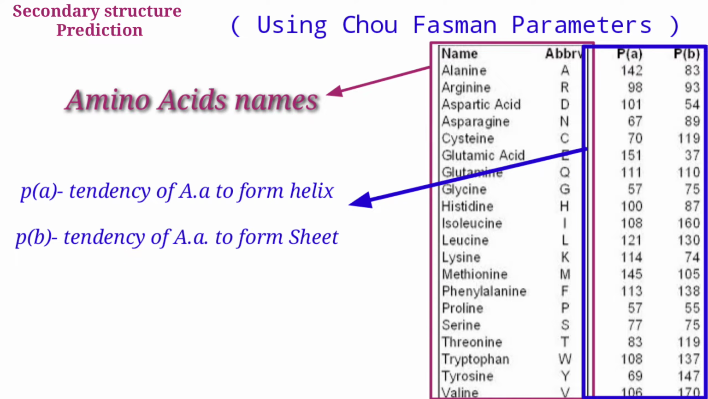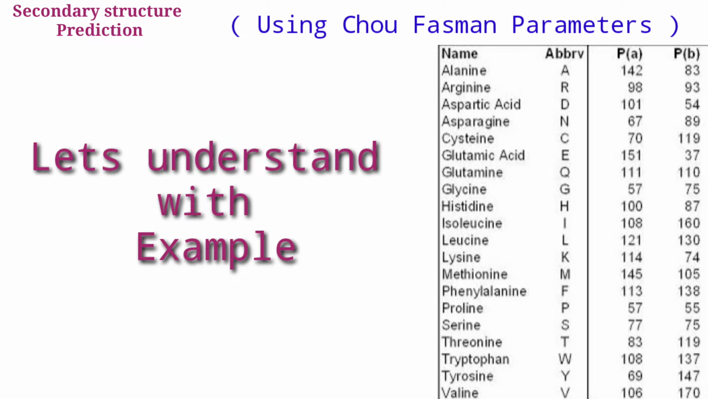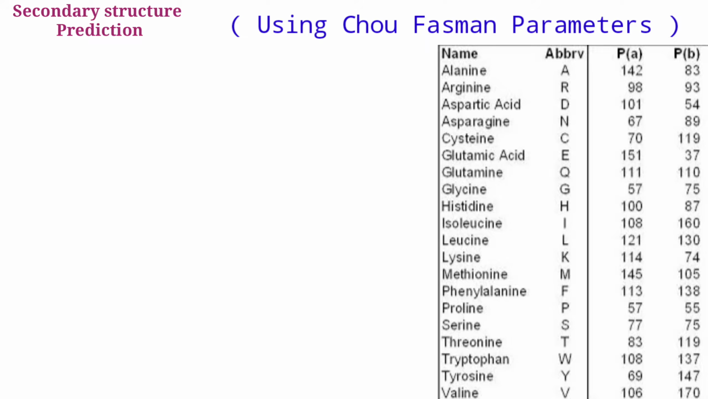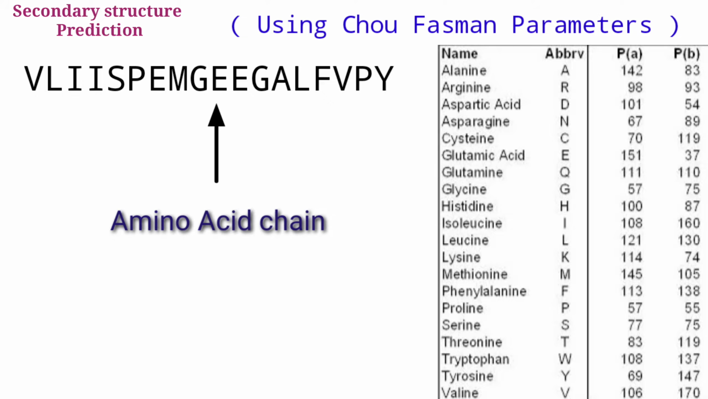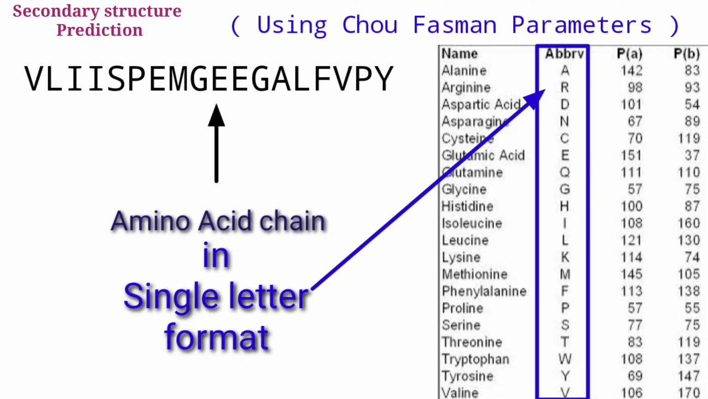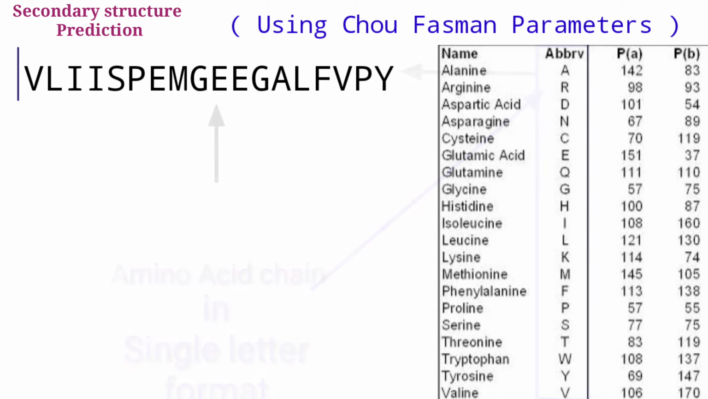Their propensity values are given. So let's discuss this with the help of one example, so it will be easy for you to assimilate this. Looking at the following diagram, a chain of amino acid sequence is given in single letter code, and already in the first lecture we have studied amino acid representation in 3-letter code and single letter code for the sake of convenience to understand.